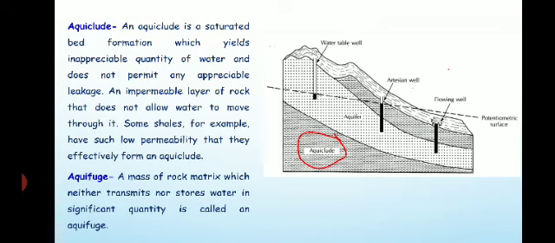Then what is an aquifuge? Aquifuge means it is a hard rock or a rock mass or a rock matrix which neither transmits nor stores the water in significant quantity, that is called an aquifuge. So these are the very important definitions you must know.